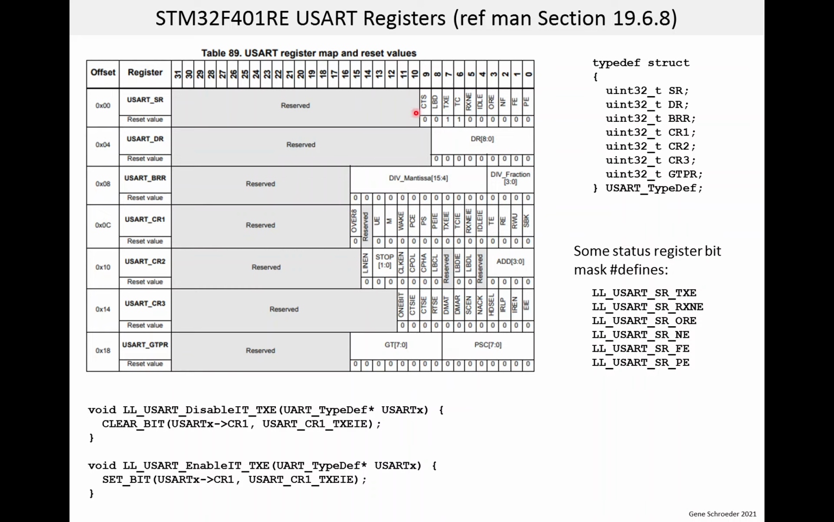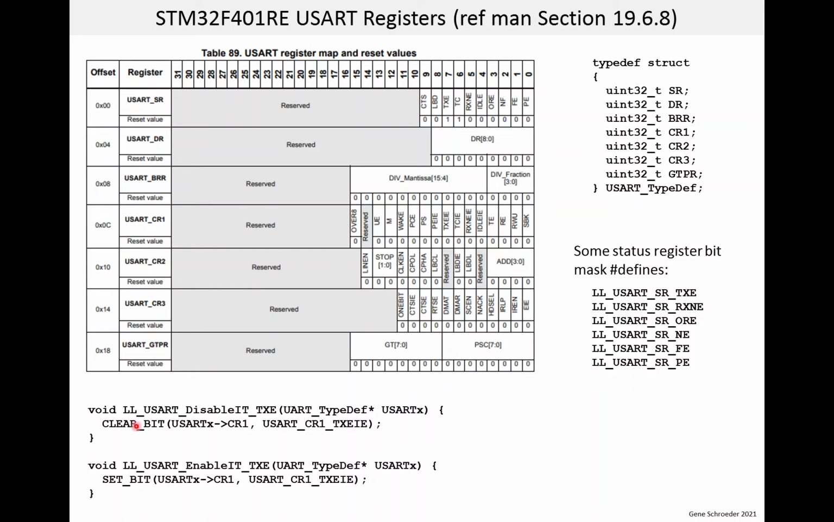In the case of the status register, there are a number of bits here, bit flags, and we'll be needing to check some of those. And to do that, the LL library has a lot of hash defines that it's created, and you'll see here these correspond to those status bits. So if you look at the naming convention, it's LL, it's USART, it's the status register, and then here's the bit.